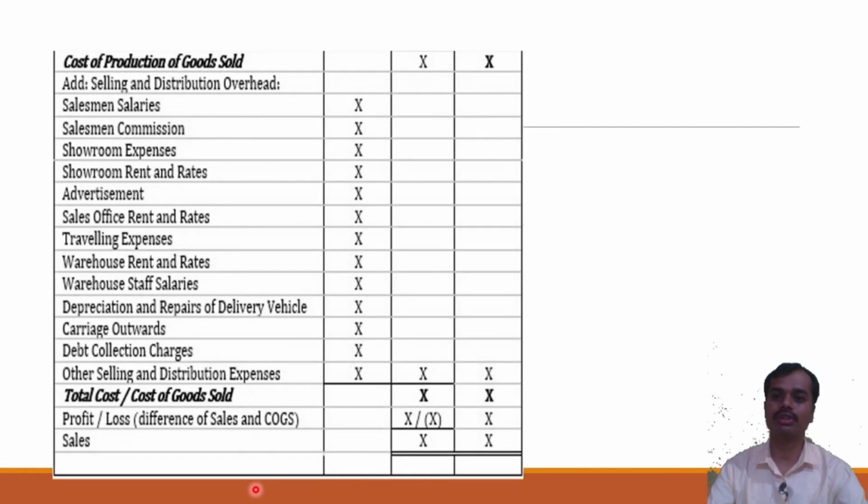After getting the cost of production of goods sold, you have to add selling and distribution overheads. In selling and distribution overheads: salesman salaries, salesman's commission, showroom expenses, showroom rent rates, advertisement, sales office rent rates, traveling expenses, warehouse rent and rates and so on, all selling and distribution overheads. You will get total cost or cost of goods sold, and in that you have to add profit or less loss if any, and then you will get selling price or sales amount.